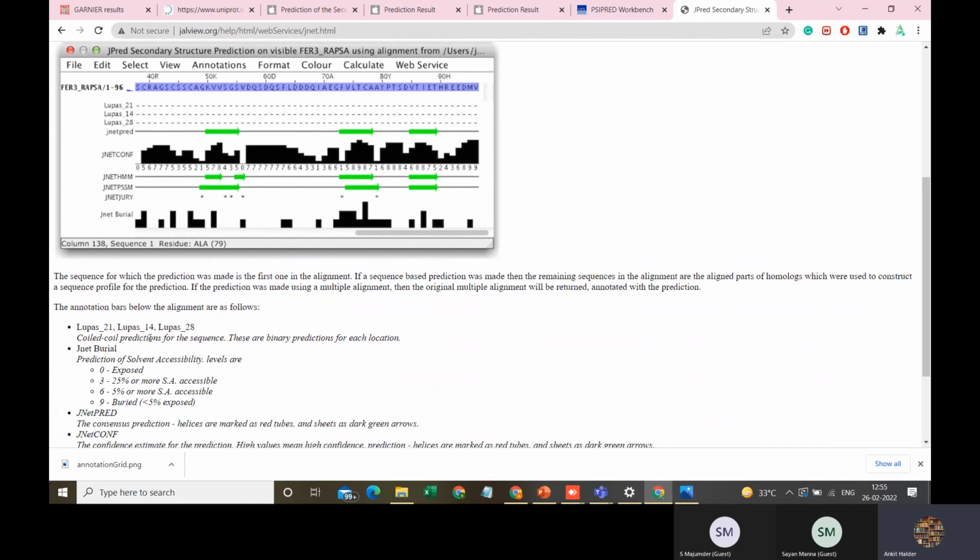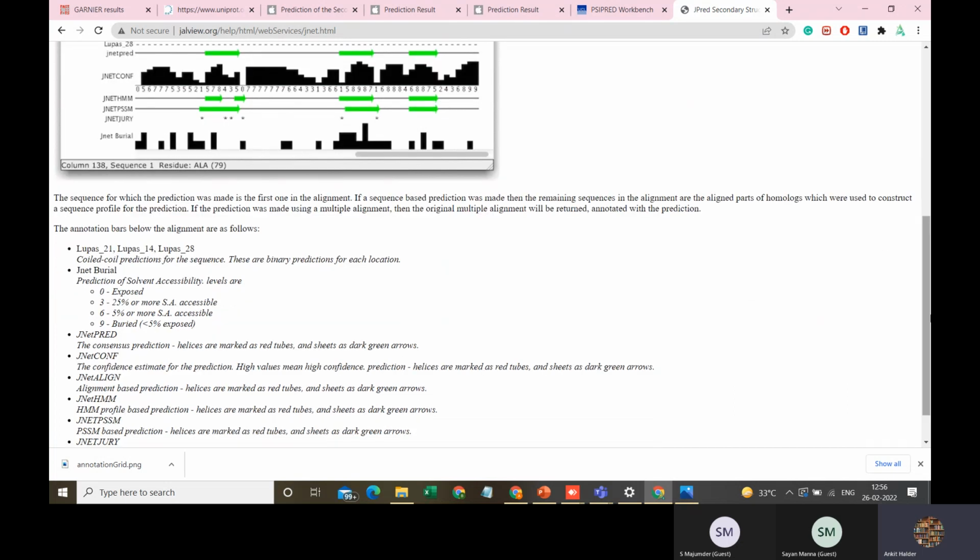Lupas 21, Lupas 14, Lupas 28. This is the coiled-coil prediction for the sequence. These are binary predictions for each location, or prediction of solvent accessibility. The consensus prediction, helices are marked as red tubes. JNet confidence estimates, it also gives the confidence estimate for the prediction. So high values mean a high confidence prediction.